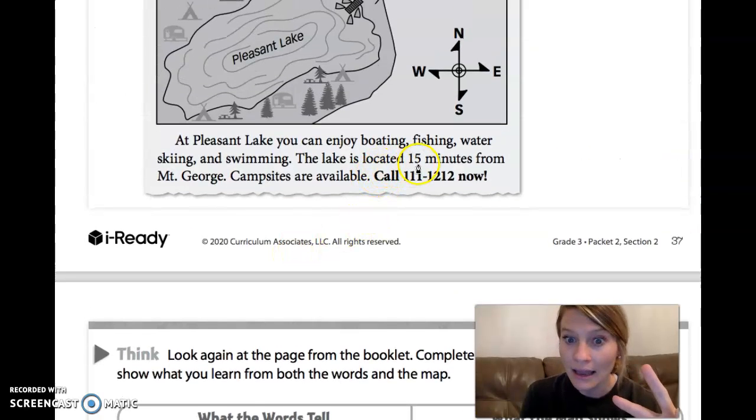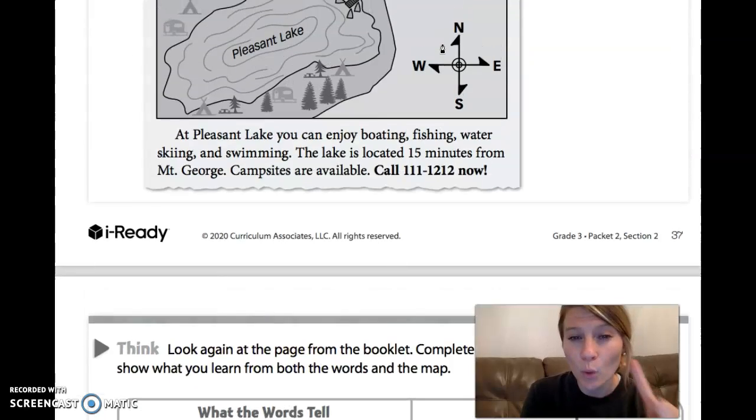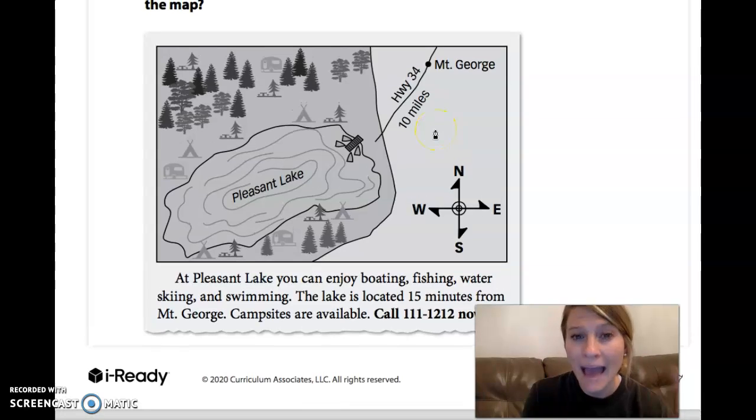I see. Hey, what about how many minutes away it is? That's important, right? And Mount George. And see if you can come up with one more thing the map shows you. What else does the map show you? Does it show you the highway? Ooh, that's interesting. Does it have their compass rose there to help you?